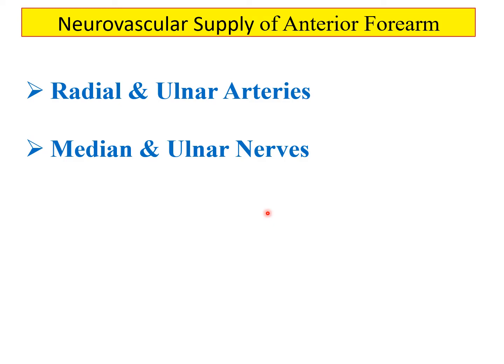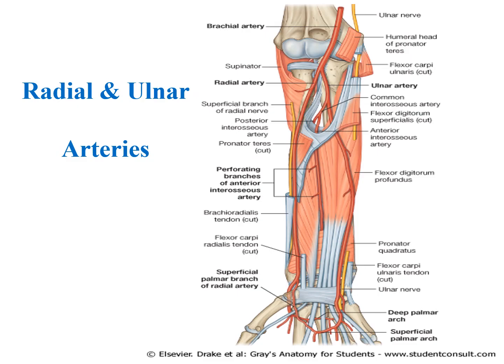The arteries of the anterior compartment are radial and ulnar arteries, and the nerves are median and ulnar nerves. As we have discussed, all the muscles of the anterior compartment, superficial and deep, are supplied by median nerve, with the exception that the flexor carpi ulnaris and medial two slips of flexor digitorum profundus are supplied by ulnar nerve, and the rest of the muscles are supplied directly by the median nerve or through its branch which is known as anterior interosseous nerve.